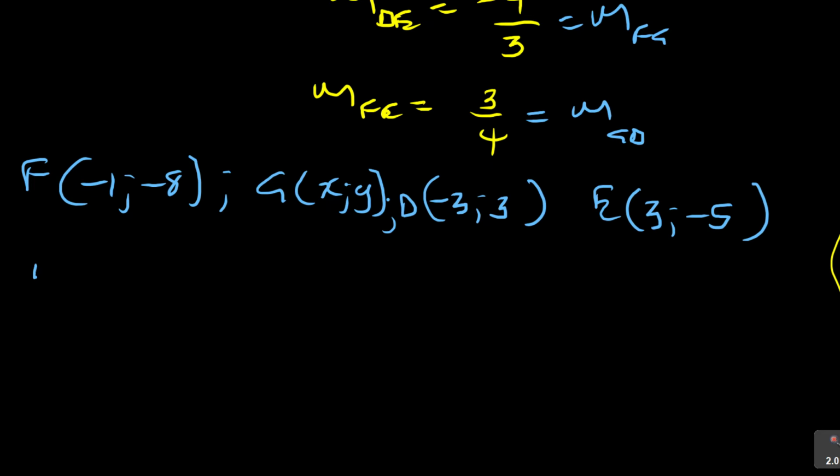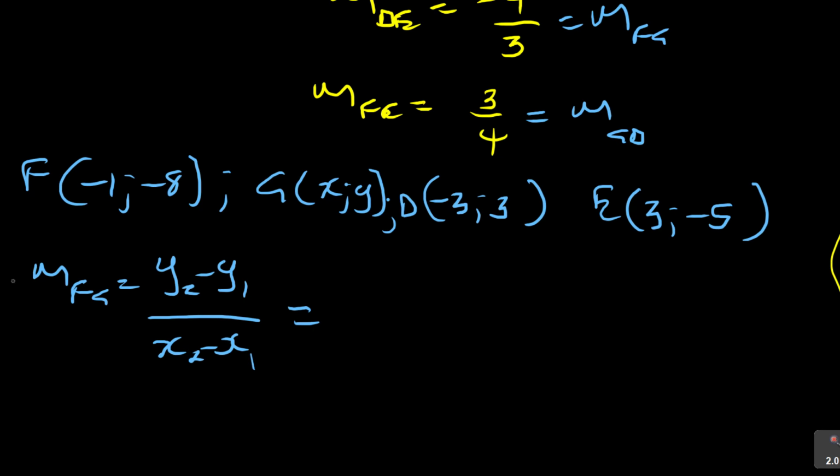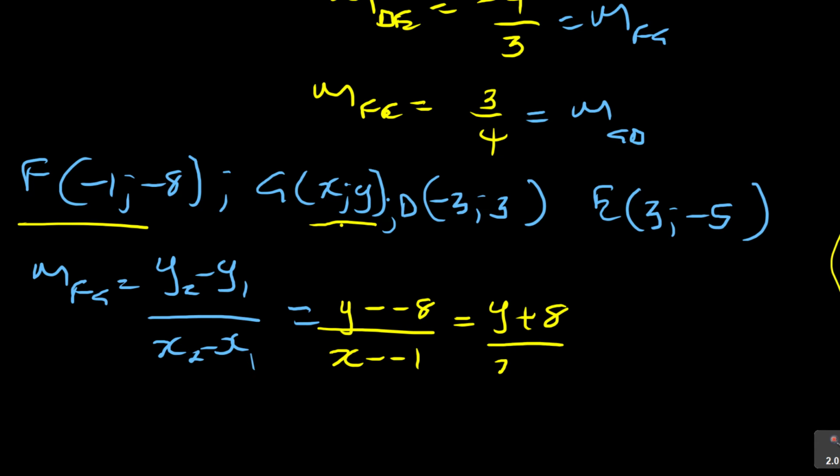So I'm saying, let's find the gradient of FG, which is equal to y2 minus y1 over x2 minus x1. Remember we're focusing on F and G. Let's start with x. If this is your x2, it will be x. Start with y. So this is y minus y1. This is the y part, minus 8 over x minus 1. See that? Which is equal to y plus 8 over x plus 1. That's the gradient of FG.